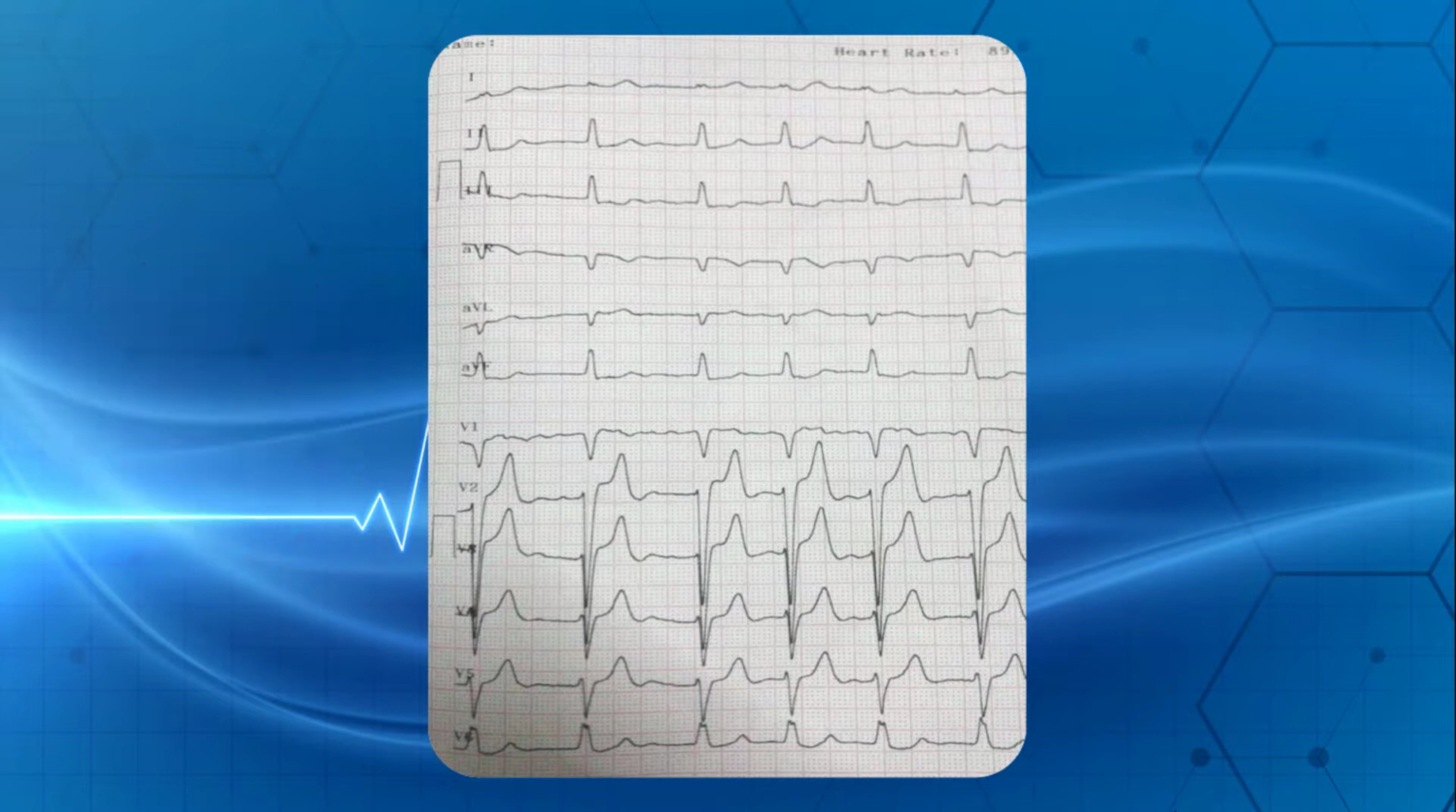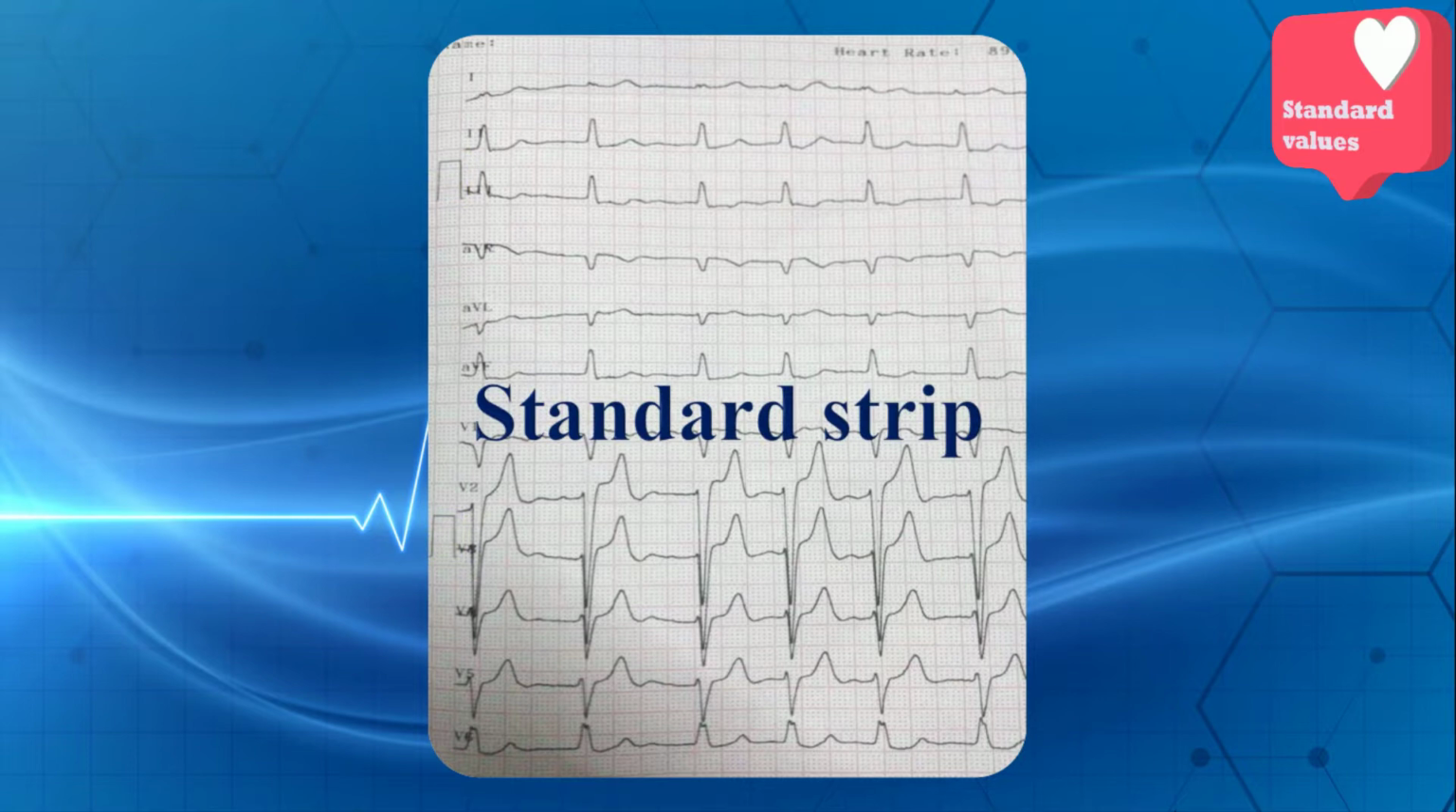As before, to make a proper interpretation, we are supposed to utilize the 10-step approach. First, start with standard values. Here, the calibration marker is 2 large boxes tall, and 1 large box wide. So, this is a standard strip.